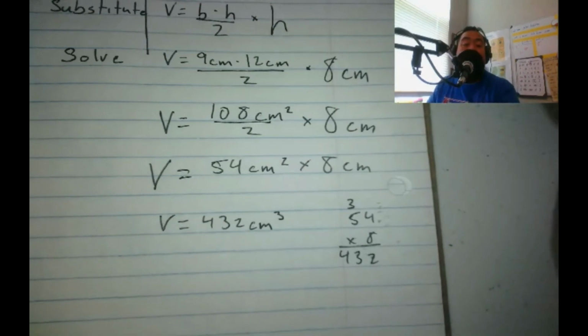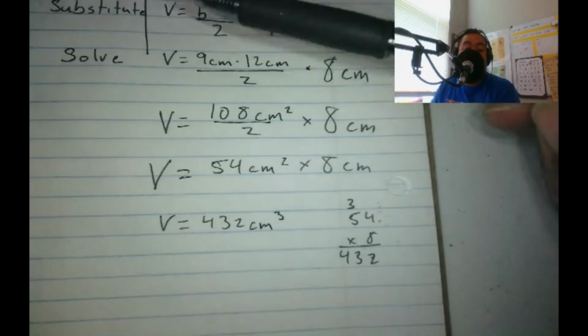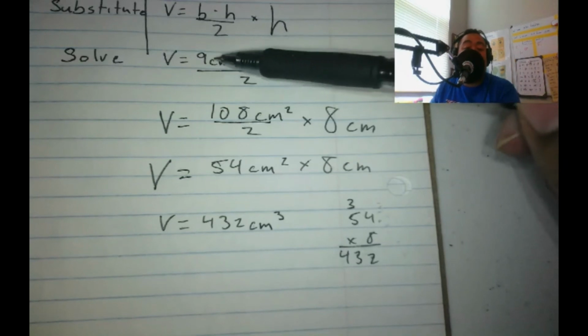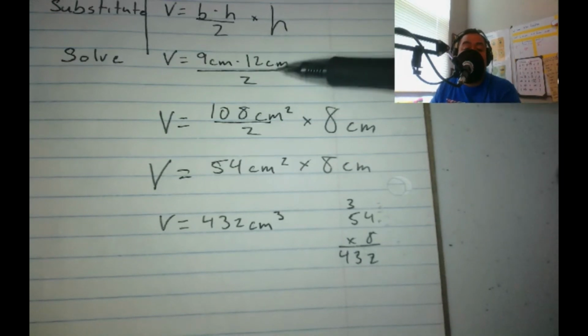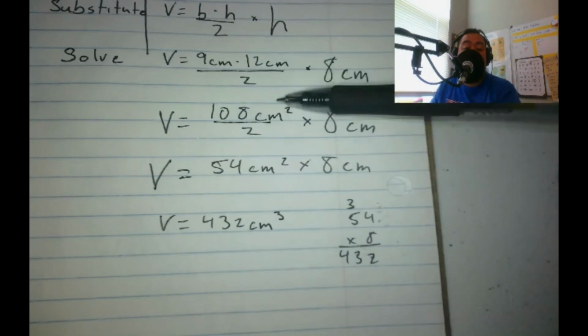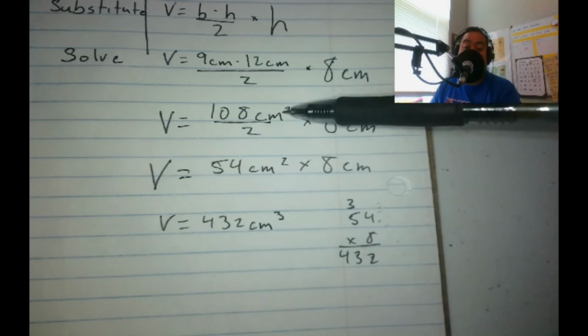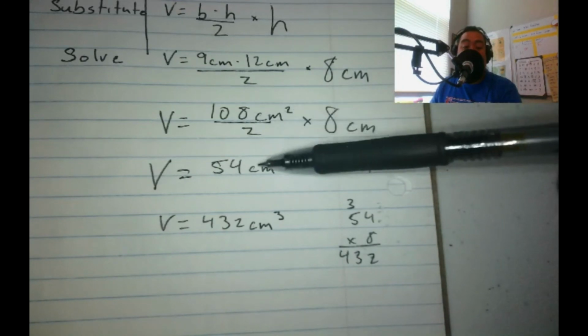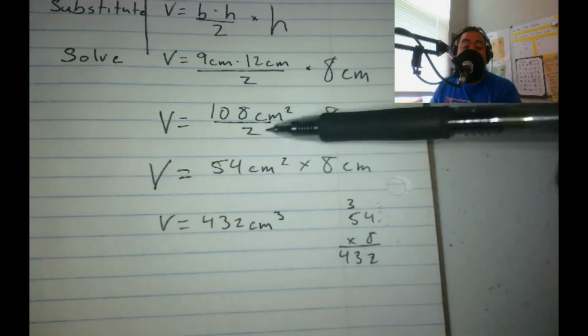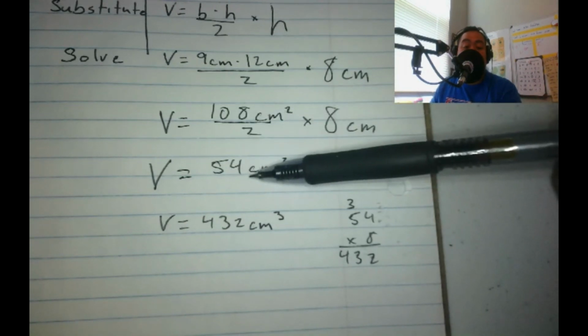So let's go ahead and look at the steps that I took to solve this problem. After we substitute, the first step I wanted to do was multiply this 9 centimeters and this 12 centimeters. That gives me 108 centimeters squared, because centimeters times centimeters, that's 2 centimeters that I'm multiplying together. So that's centimeters to the power of 2. Then on my next step I wanted to divide that by 2. So 108 divided by 2 gives me 54.